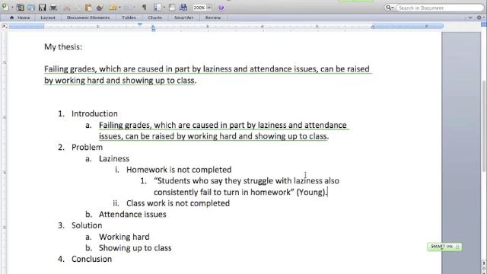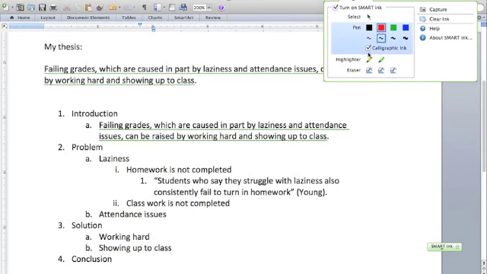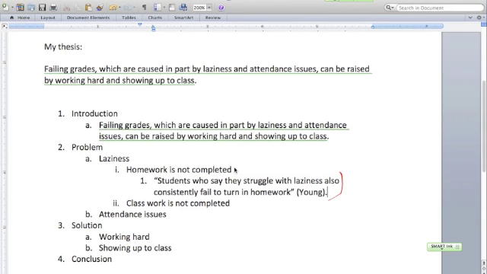So this evidence right here helps explain why homework not being completed is a result of laziness. In turn, homework not being completed helps explain why laziness is a problem. Okay? So you can kind of flow your outline upwards. You can see how the level 4s help us understand the level 3s. The level 3s help us understand the level 2s. The level 2s help us understand the problem. Okay?